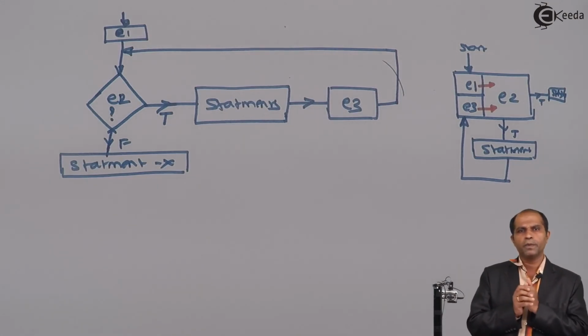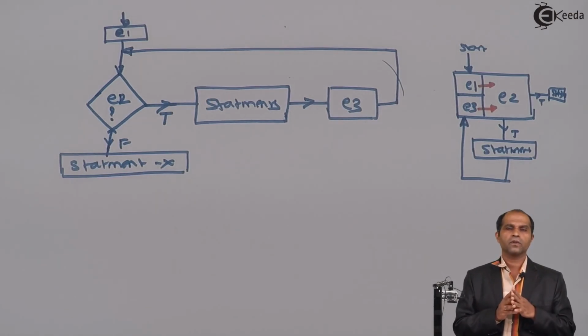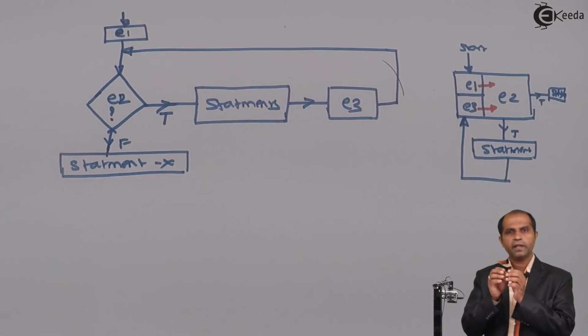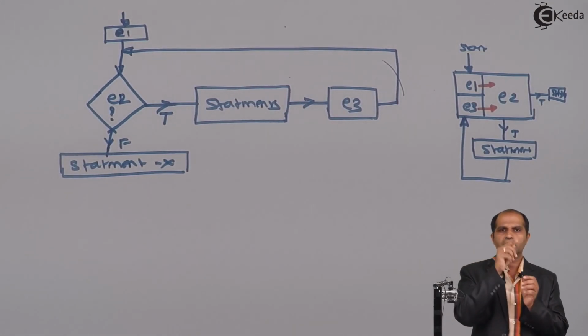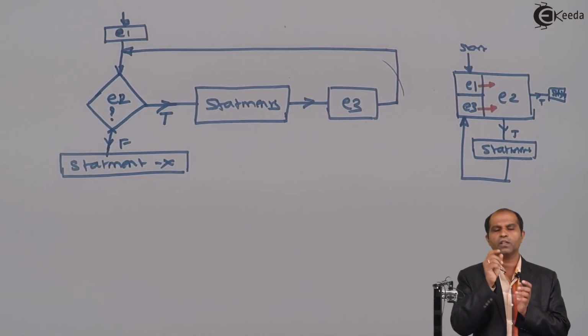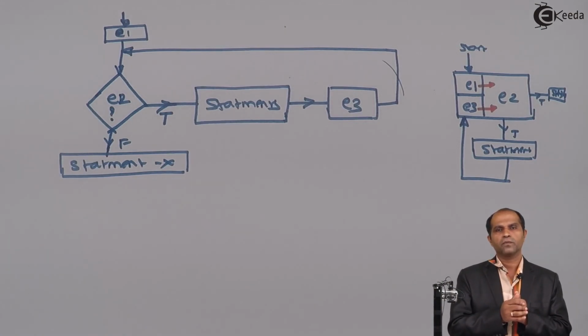Suppose I ask you to print a message called welcome for 10 times, then obviously your for loop is going to be used. Because when I say 10 times, I can say printf welcome and I can say for i equals 1, i less than or equal to 10, i plus plus. So I can use this for loop and say printf welcome, and this will repeat for 10 times.